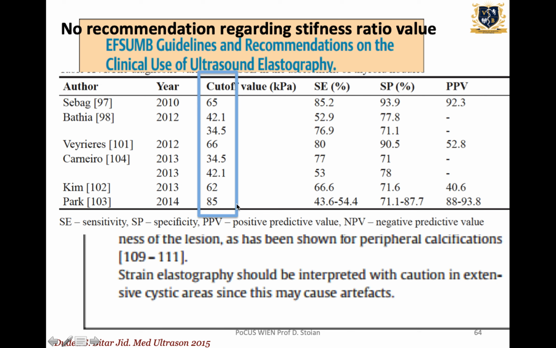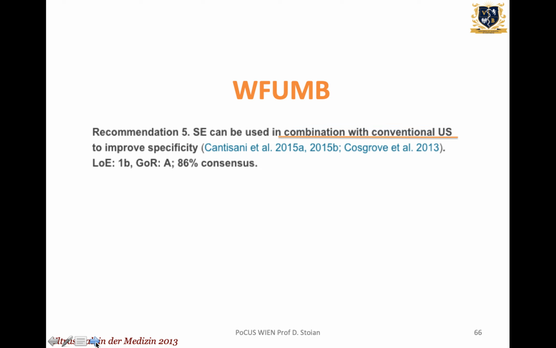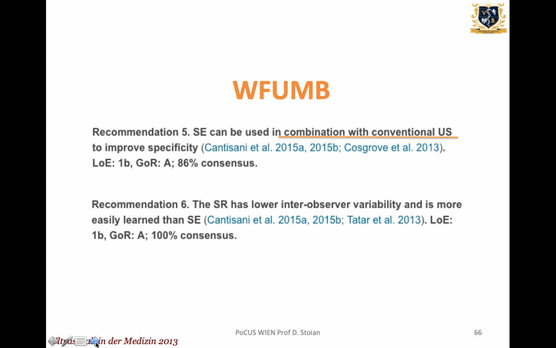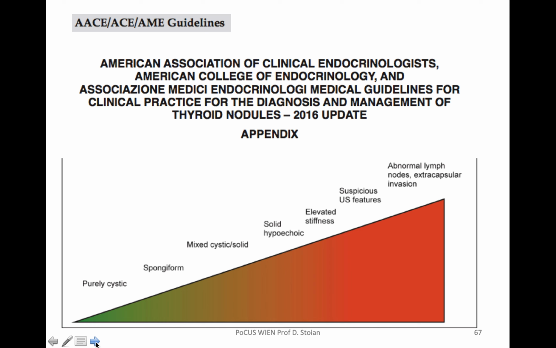So you will never see, and I do not think that we will see in the near future a very clear value, but again, think about risk stratification and limits, interval, and not a yes or no type of response. The same goes for the World Federation guidelines, considering elasto should be used in combination with conventional US. And whenever you have a stiff lesion, you should refer to fine needle. And do not forget there are some papillary carcinoma misleading soft, because you do not have a 100% type of confidence, not even in elasto.